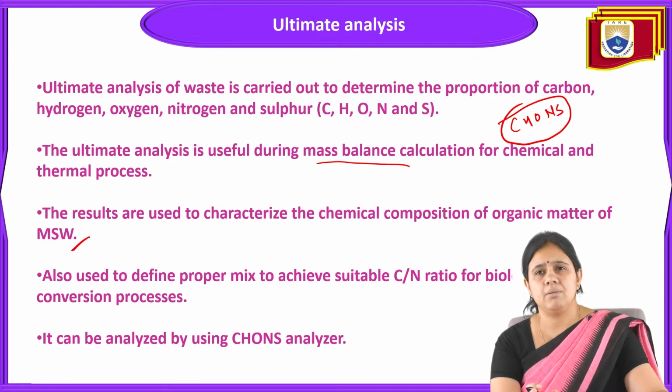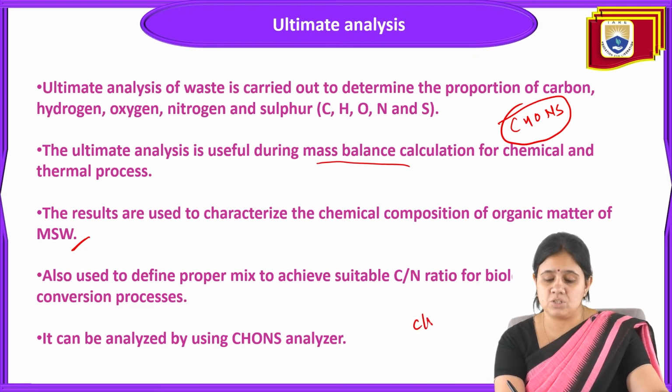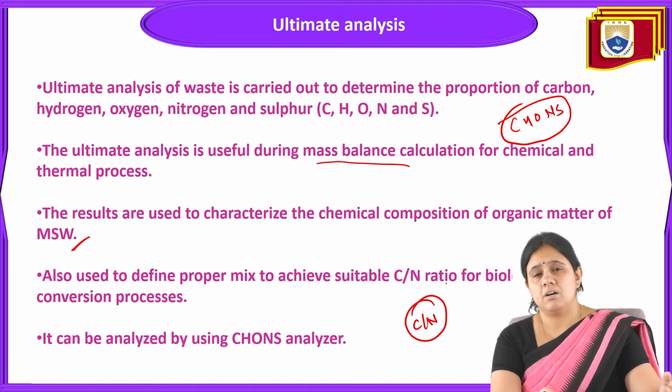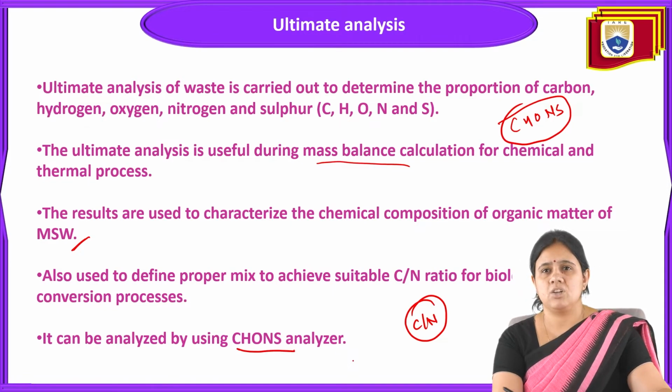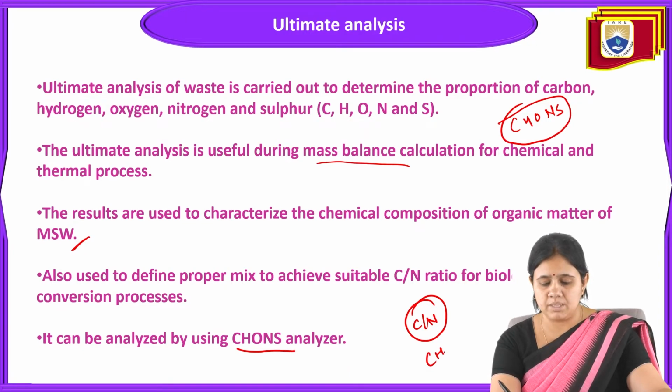Also, the next point is that it is used to define a proper mix to achieve a suitable C/N ratio for biological conversion processes. Suitable C/N ratio means how much it is used to properly mix to achieve the C/N ratio for biological conversion process, and it can be analyzed in the CHNOS analyzer. The CHNOS analyzer is used to determine this CHNOS. This will give an idea about the decomposition of the waste.